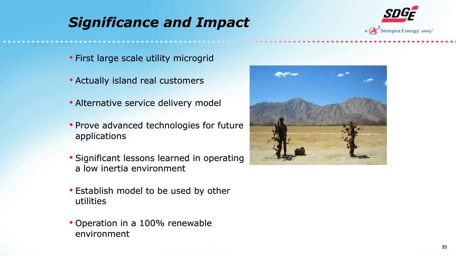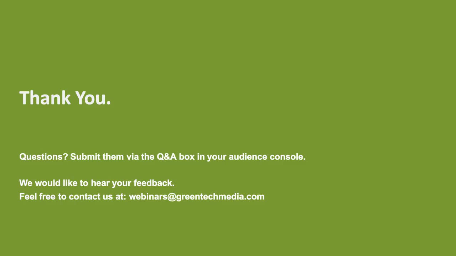And then one of the things that people talk about: low inertia environments. As we move forward with Borrego, operating simply with solar and storage, we are seeing challenges associated with the low inertia environment. What does that mean? How do we have to actually control this? Again, an established model to be used by the utilities, and then lastly, operating in a 100% renewable environment. And so with that, I will stop and am happy to answer any questions.